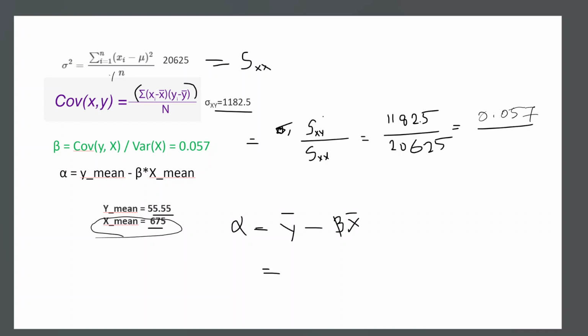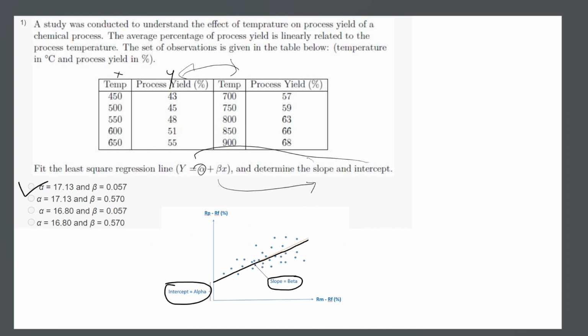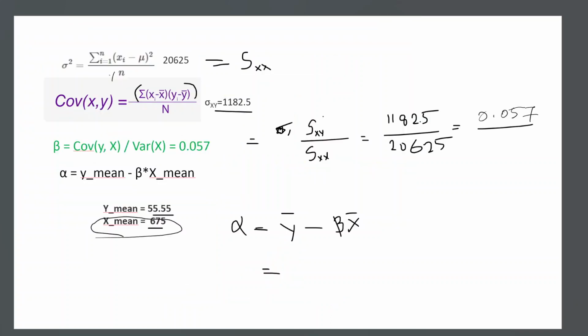It is a beta 1 value, which is the slope. So from this we can tell either this one or this one should be the right answer. Next you have to find the alpha, in the sense beta naught, or alpha, whatever. So for that you just have to find y bar minus beta into x bar.